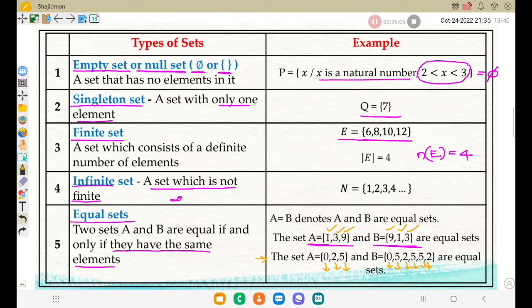0 is there, 2 is there, 5 is there. The other set also has the same elements. Not the same number of elements, but the same elements are there. So these are equal sets. I hope you understood the definition of equal sets.